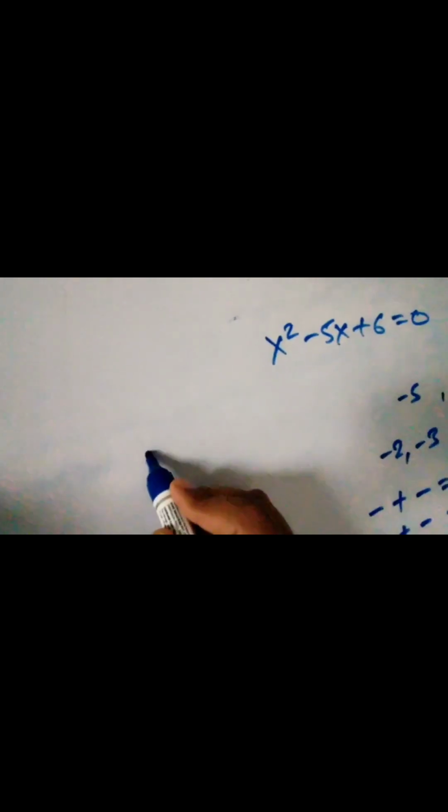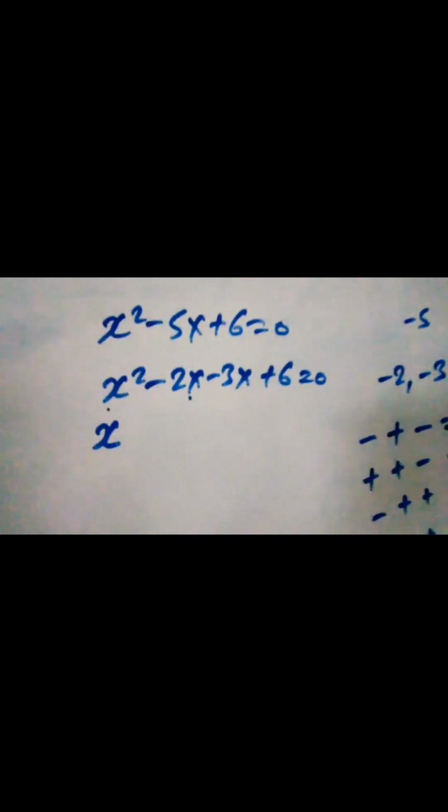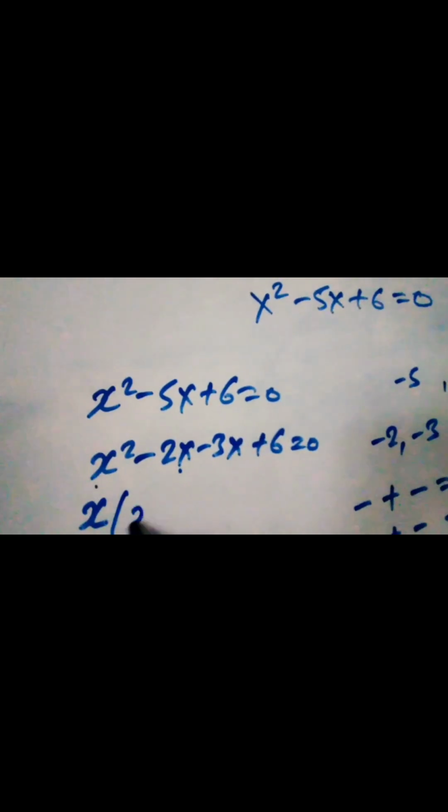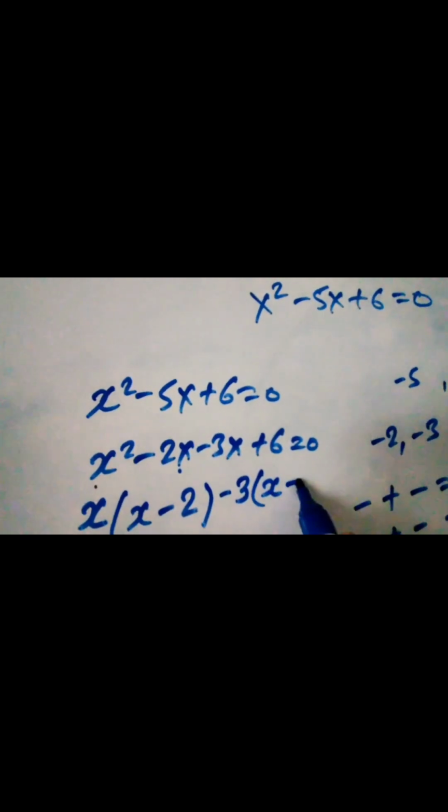Then here I factor x square minus 5x plus 6 equals 0. x square minus 2x minus 3x plus 6 equals 0. Here from x square and 2x, you take x common: x minus 2. Here from negative 3 you take negative 3 common: x minus 2 equals 0.